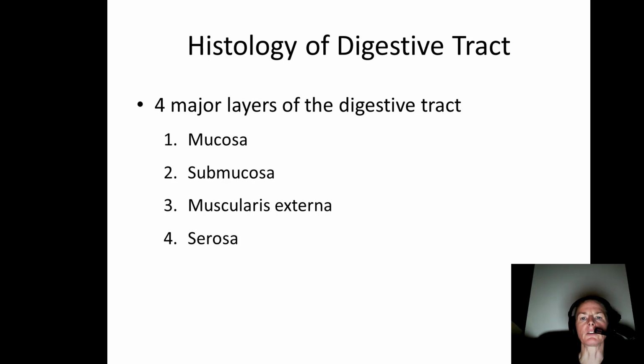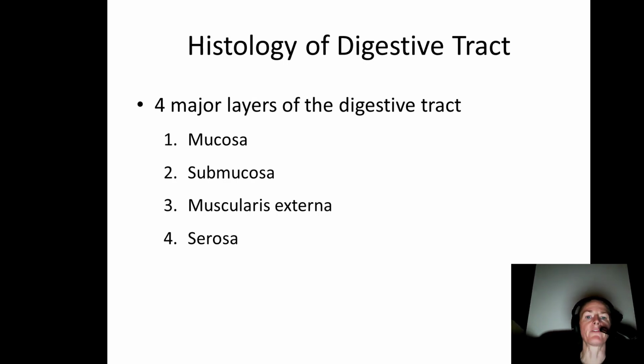All right, so let's talk a little bit about the histology of the digestive tract. We've already talked about the fact that we have an epithelium that covers the whole thing, that lines the lumen of the whole thing from the mouth to the anus. And that epithelium is usually either stratified squamous or it's simple columnar. In areas where we see high abrasion, we have stratified squamous, and in areas where we have more absorption and digestion, we're going to see simple columnar.